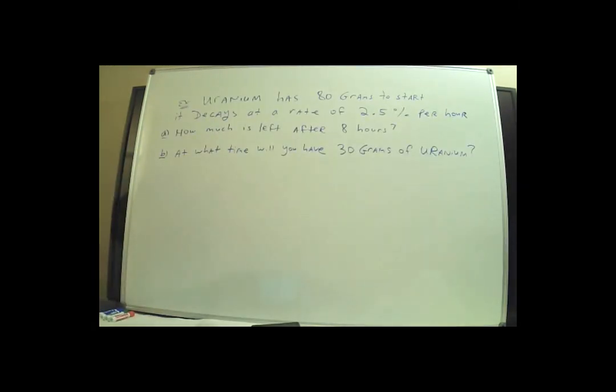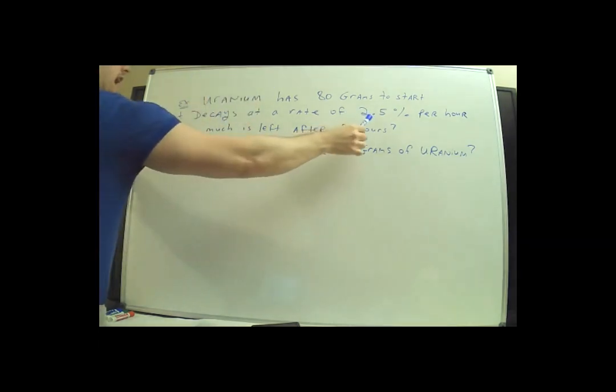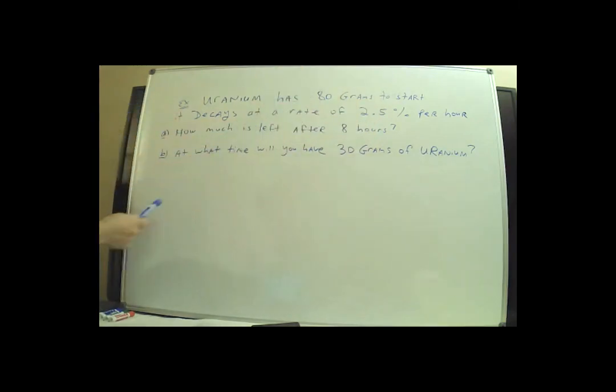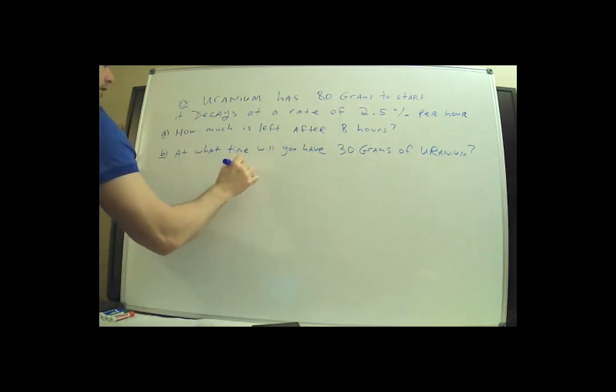All right, so the word problem: we have 80 grams of uranium, and it's starting to decay. It's radioactive, so it decays at a rate of 2.5% per hour. I want to know how much is left after 8 hours. I also want to know how long it will take for me to get down to 30 from 80. Before I can do any of that, I have to do this.